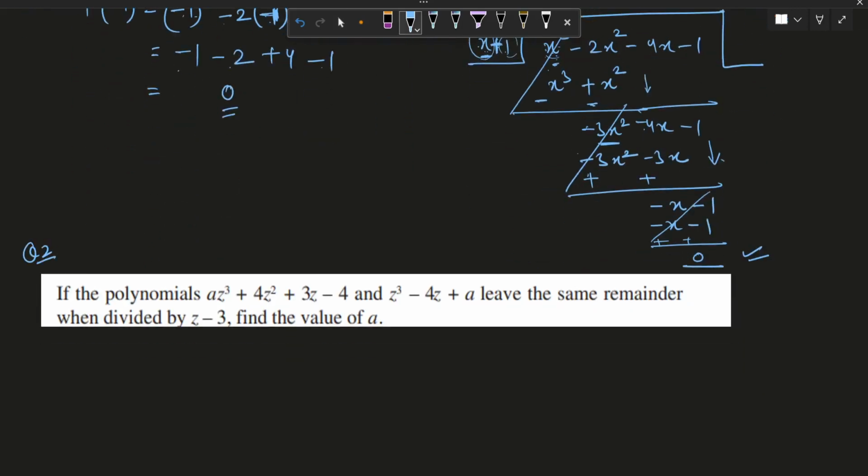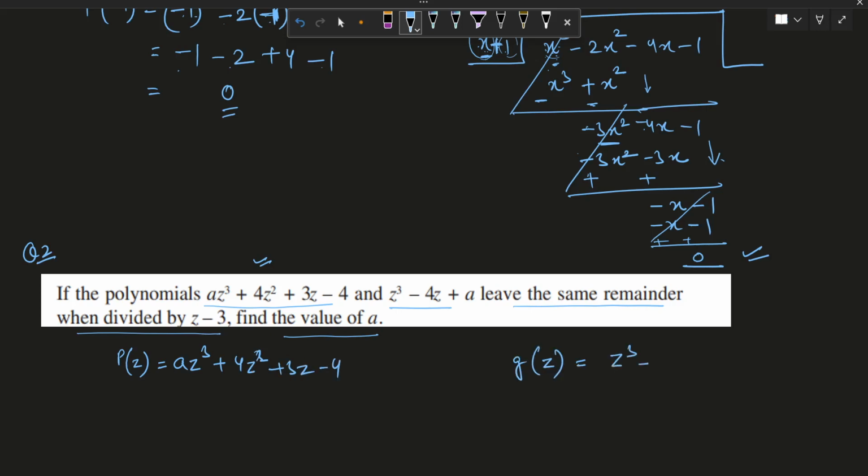Next question says that if this polynomial leaves the same remainder when divided by this, find the value of a. So I have two polynomials, p of z is z square plus 3z minus 4, and the other I'll take as g of z, z cube minus 4z plus a. Now they both are divided by z minus 3. So let me take it as y of z, z minus 3.